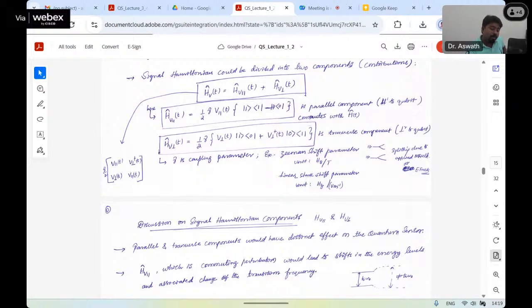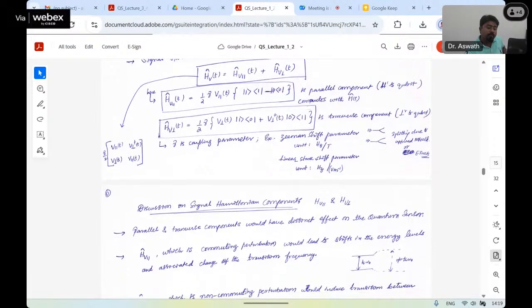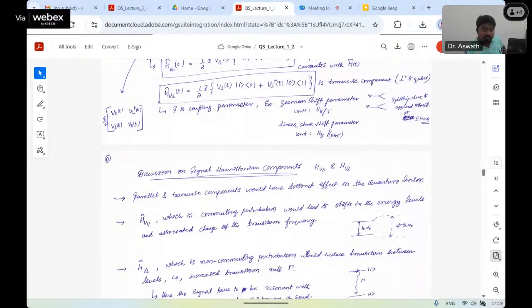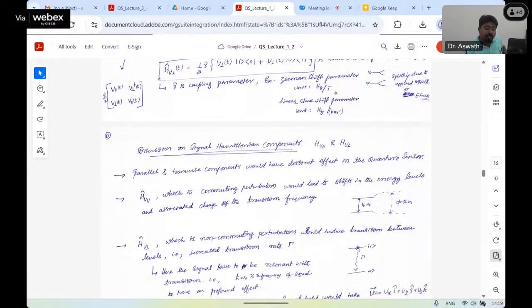And there is a small typo here. If you see the fourth term in the HV matrix, there is a minus sign missing. Please note that down. I'll just mention any small corrections during the class.